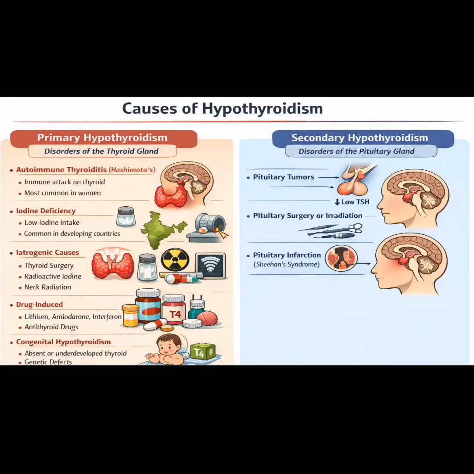Now we'll talk about the causes of hypothyroidism, that is primary and secondary. In primary, there is autoimmune thyroiditis and iodine deficiency. Iatrogenic causes include thyroid surgery, radioactive iodine and neck radiation. Then we have drug induced, and the last one is congenital hypothyroidism. In secondary hypothyroidism, there is a disorder of the pituitary gland, which can be due to pituitary tumors, pituitary surgery or irradiation, or pituitary infarction.